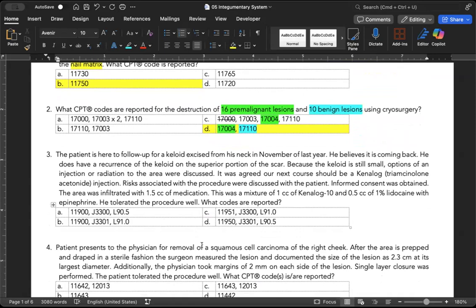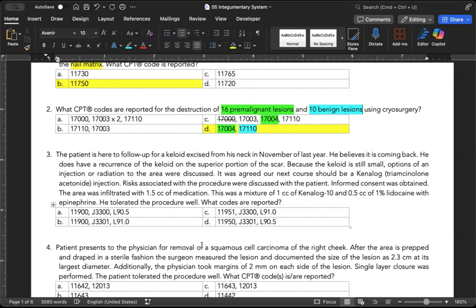All right. Number 3, the patient is here for a follow-up of a keloid excised from his neck in November of last year. He believes that it's coming back. He does have a recurrence of the keloid on the upper portion of the scar. Because the keloid is still small, options of an injection or radiation to the area were discussed. It was agreed that our next course should be Kenalog injection, and the risks associated with the procedure were discussed with the patient. Informed consent was obtained. The area was infiltrated with 1.5 cc's of medication, and this was a mixture of 1 cc of Kenalog 10 and a half of a cc of 1% lidocaine with epinephrine.